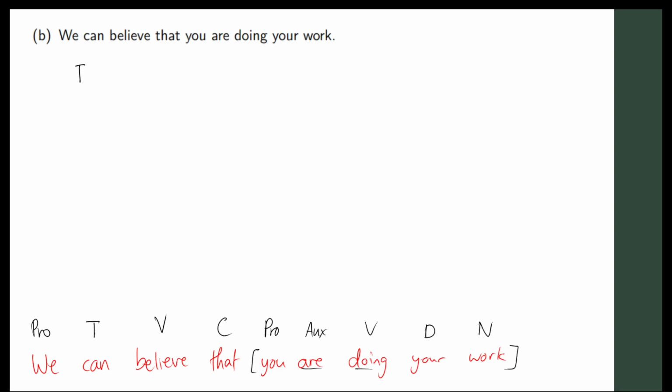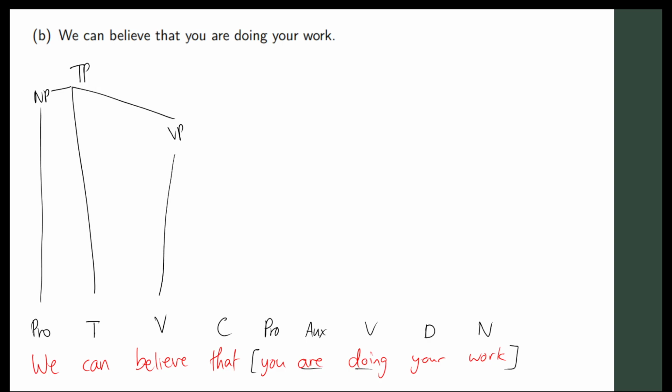So we're going to need 2 TPs in this case. We're going to have we as the subject of our first TP. We're going to have T as our tense, and this is going to require a verb phrase that takes the verb as its head. Now we're introducing a complementizer phrase because we're going to take a sentence as the verb's complement. So now we just need to build our second TP here for this little sentence.